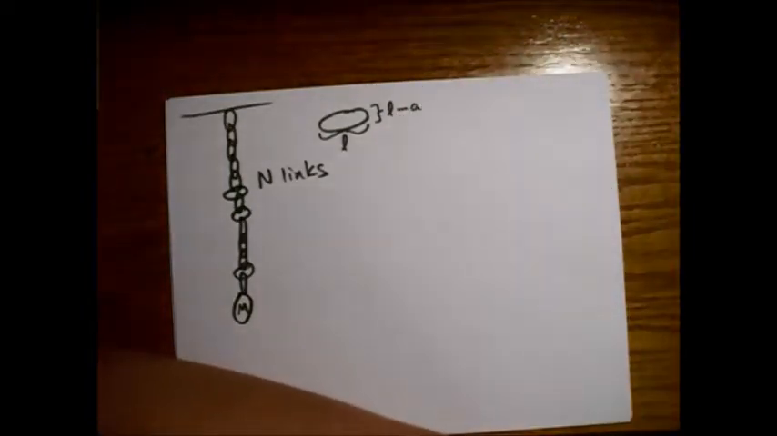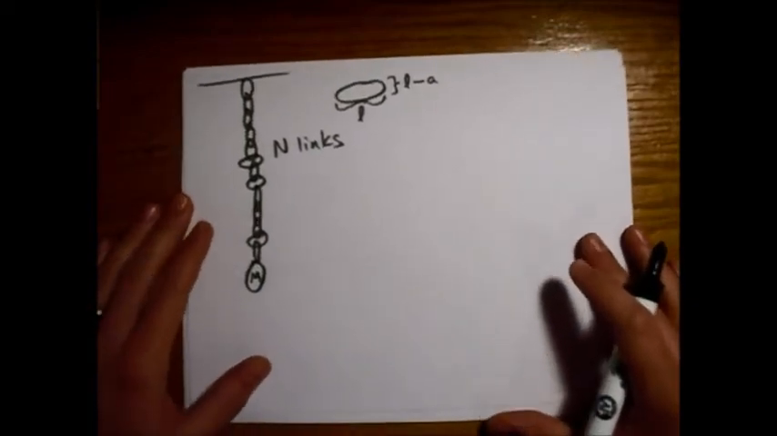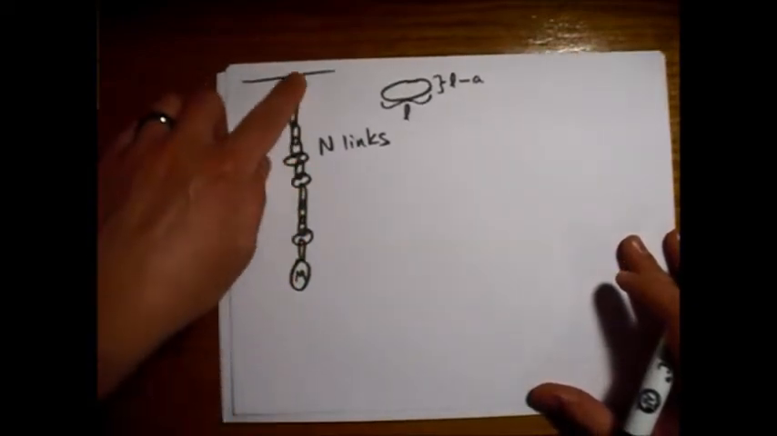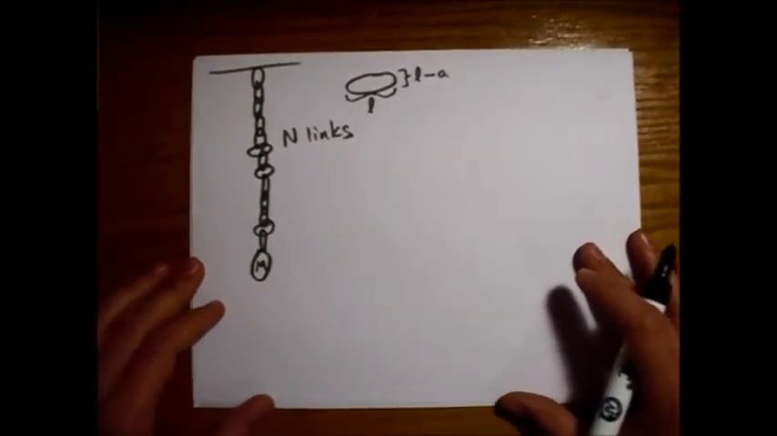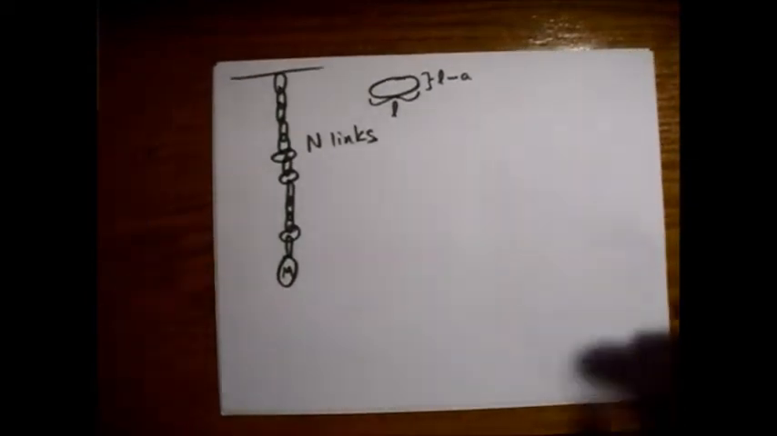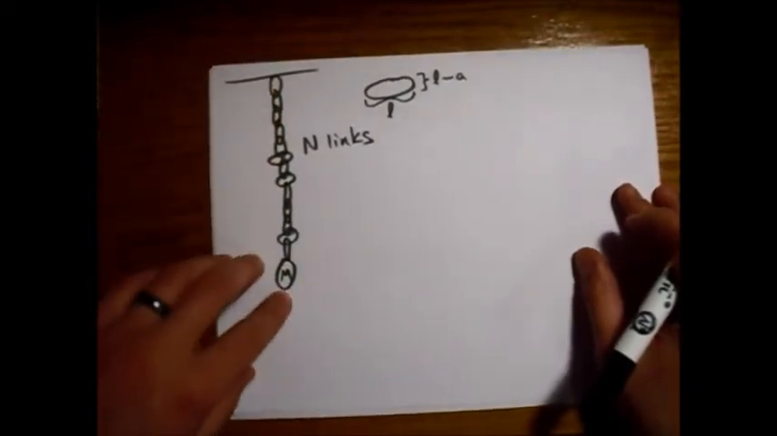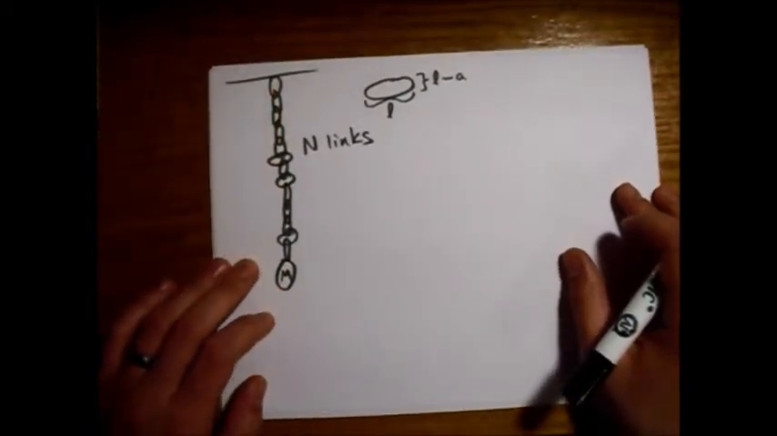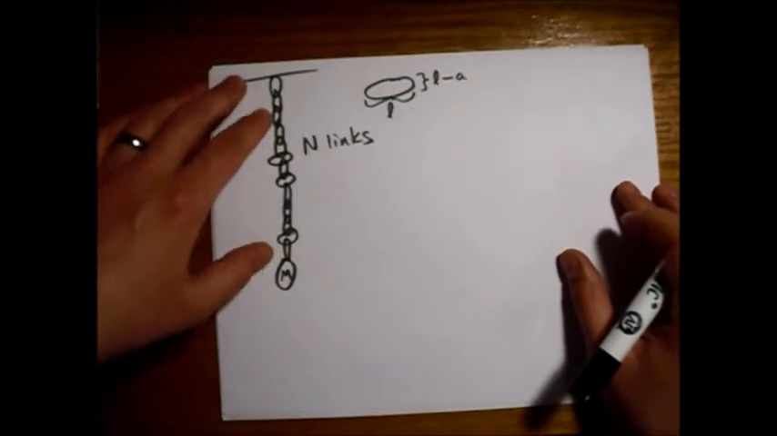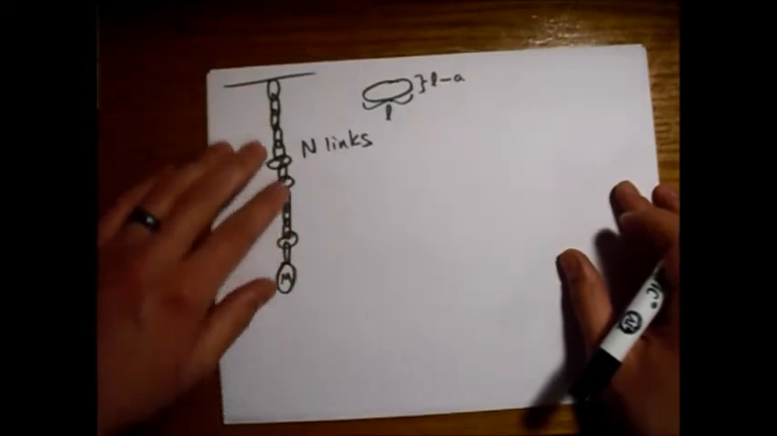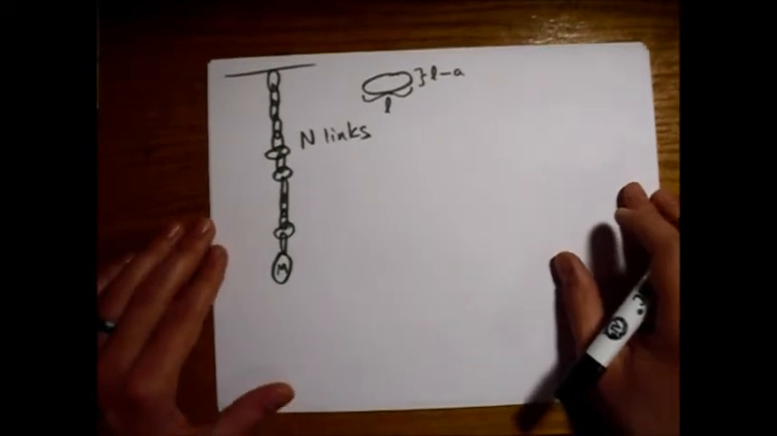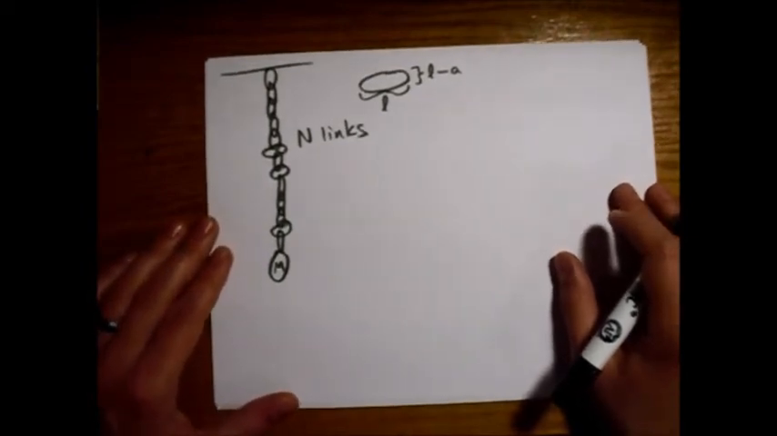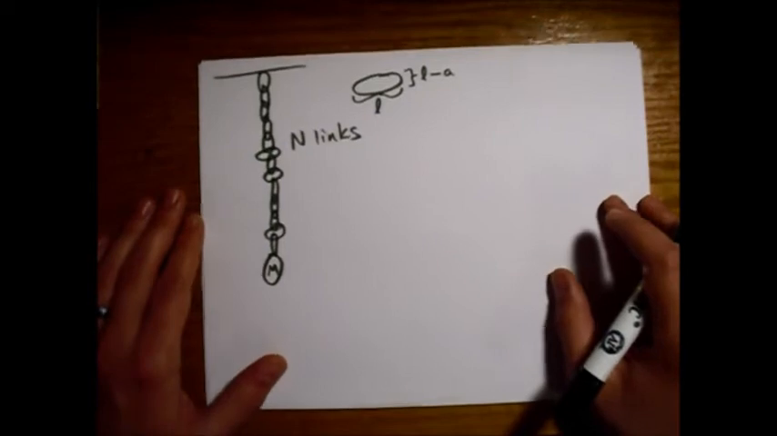So what we're going to try to figure out is the average length of this chain. All right, and we're going to say the difference in energy is on the order of the thermal energy, the temperature times the Boltzmann constant.